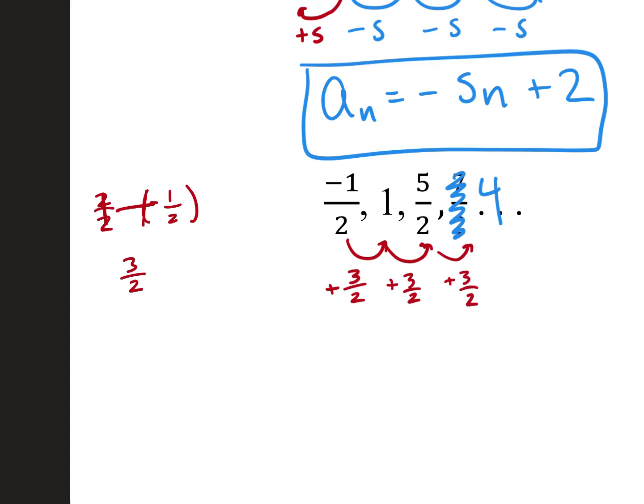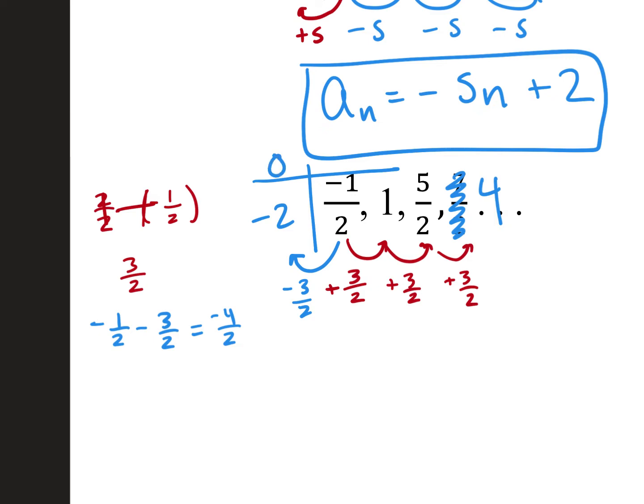So to find my expression, I want to find what my 0 term is. So what would I need to do to go backwards? Subtract 3/2. So if I had negative 1/2 minus 3/2, what is this? Negative 4/2, which is negative 2. So my 0 term is negative 2. So how would I put this in an expression? a sub n is equal to 3/2n minus 2. Perfect.